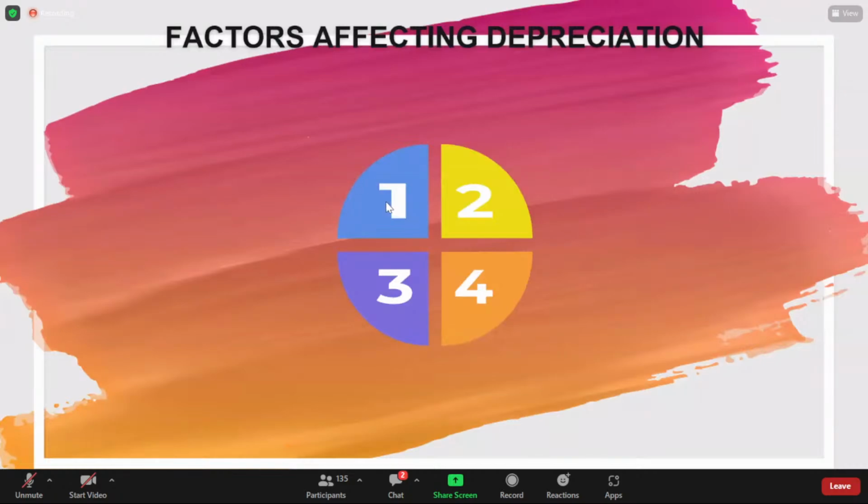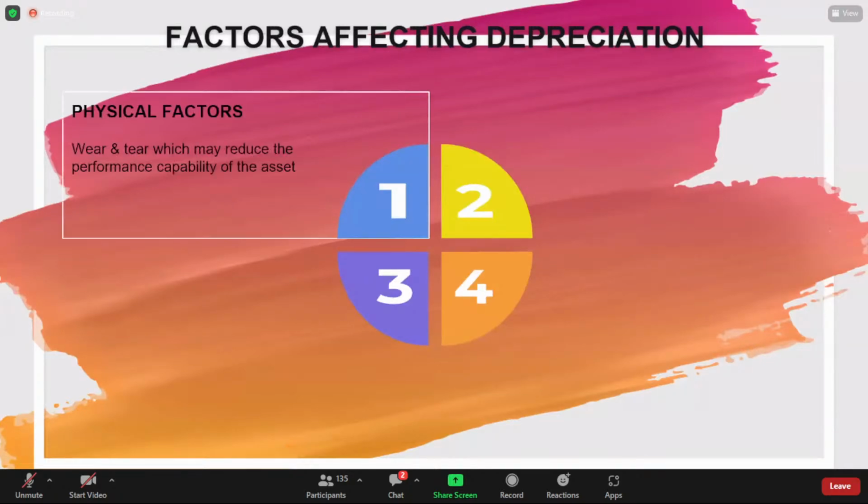Factors affecting. So these are, I just name you 4 factors. It might be more than that. Okay, physical factors, wear and tear, which may reduce the performance capability of the asset. So physical, the wear and tear. Guna selalu cepat karat. Daripada productionnya laju jadi slow, katakanlah mesin kan, jadi kurang lajunya. Itu is the wear and tear, physical factors.